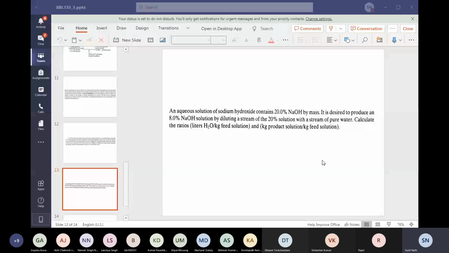How many components are there in this question? Only 2. So how many streams should be there in your label? Both of them. Please draw that.